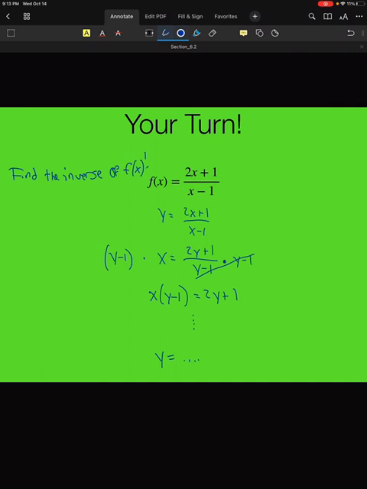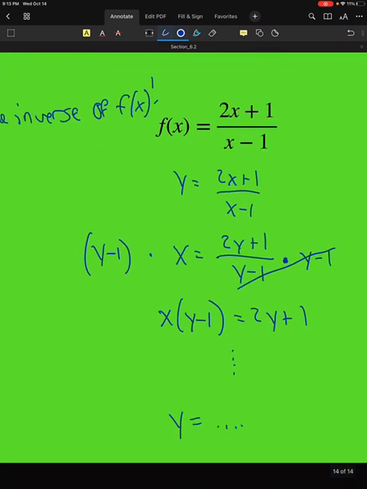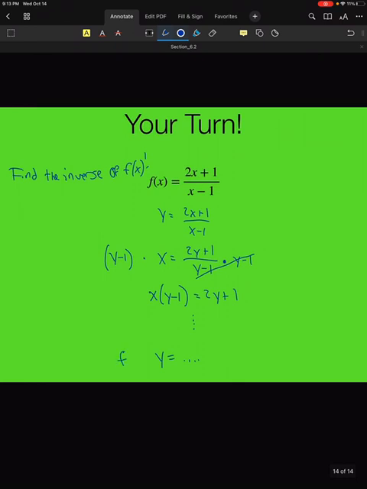Then you check this function, which I'm going to call f inverse, whatever you find. If you do the composite calculations with these two functions and you get that they both equal x, then you're good to go. If not, then you made a mistake in your algebra and you should go back and check. So that's your turn for this video, and that's the end of section 6.2.